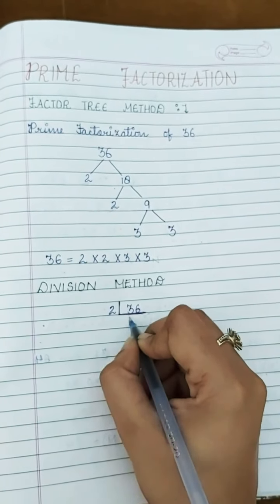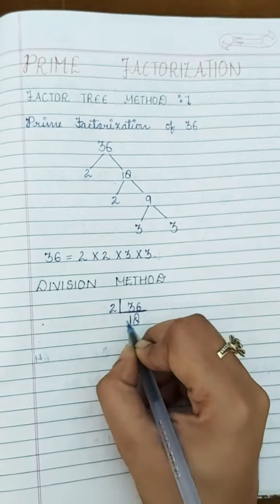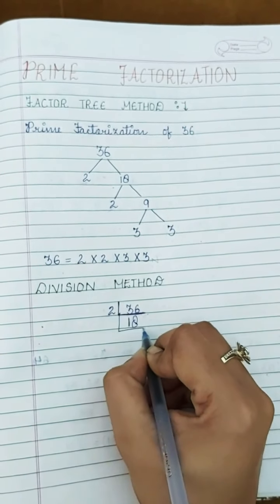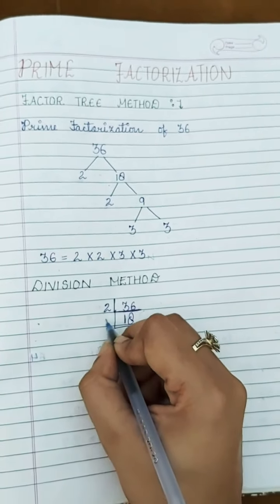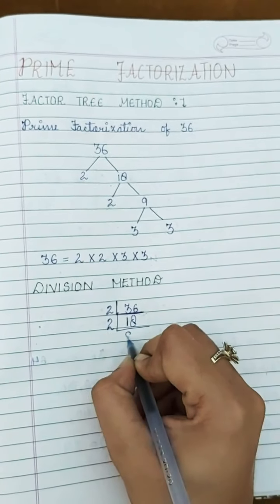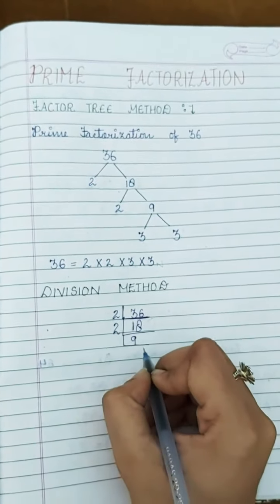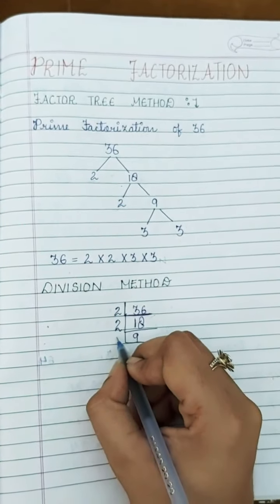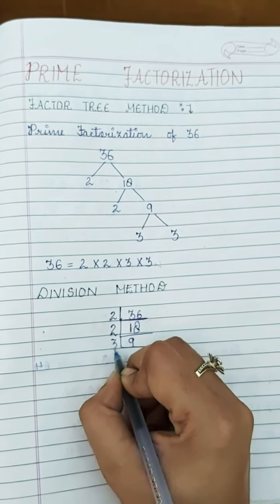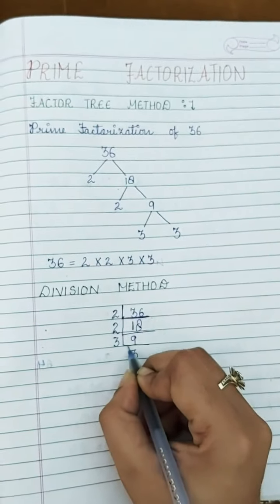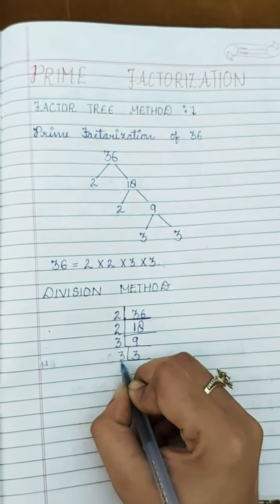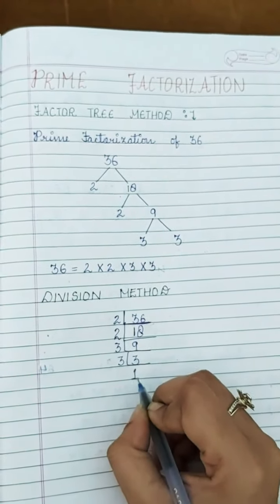So I am using 2 here. 2 ones are 2, 2 18s are 36. Then again 18 is divisible by 2, so again I am using 2. 2 ones are 2, 2 9s are 18. Now 9 is not divisible by 2, so which next prime number? I can use 3. 3 3s are 9. Again 3 ones are 3. We will divide till we get 1.